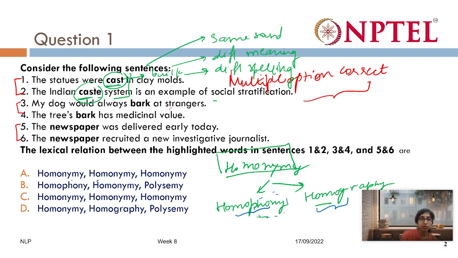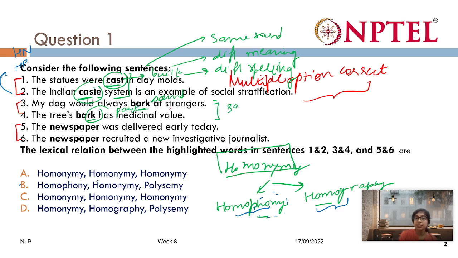So this will come under the class of homophony. So you can mark this, let us see, this is a potential option, and in all these cases we have the homonymy option. So this pair can be homophony and homonymy. Now see the sentences third and fourth. My dog always barks at strangers. Here, this bark, what does it refer to? The sound that the dog makes. And here, what is this bark? That is a part of the tree, right?